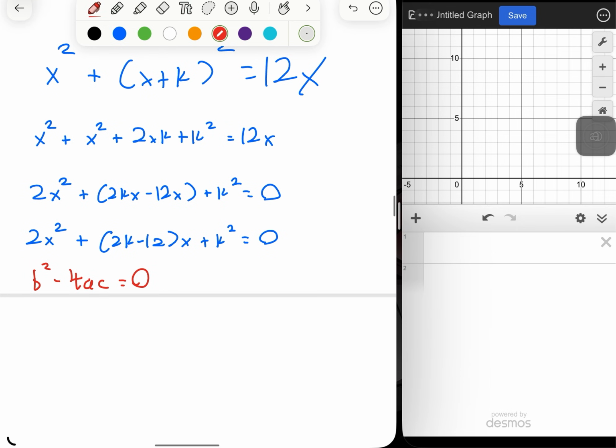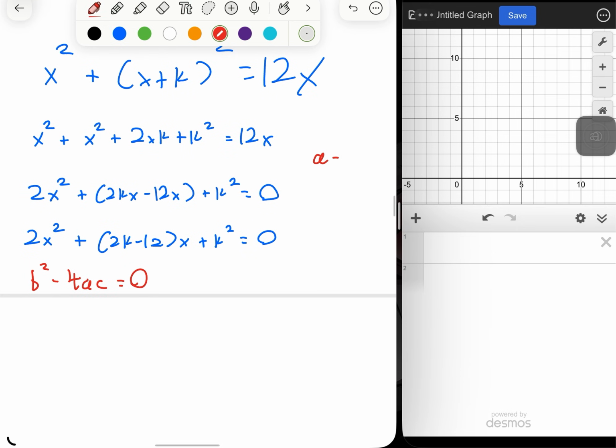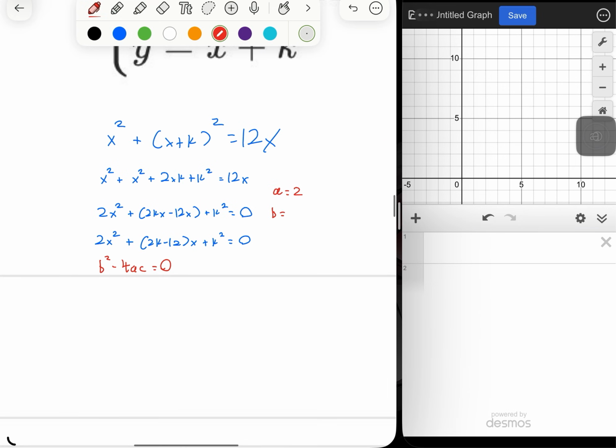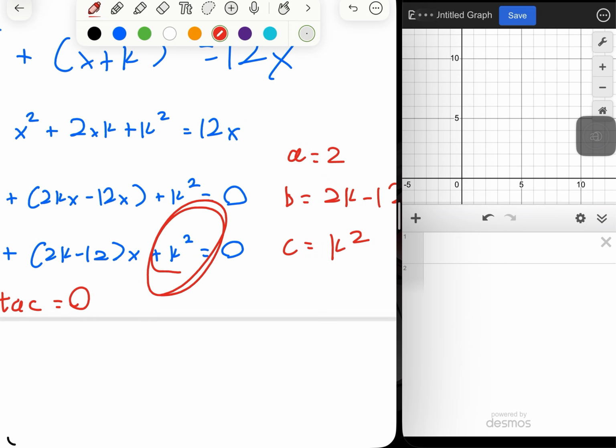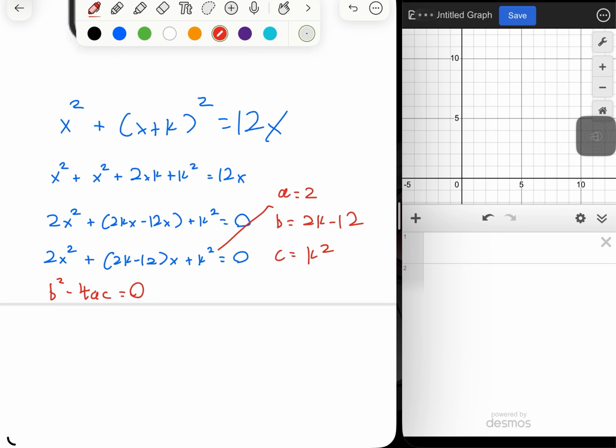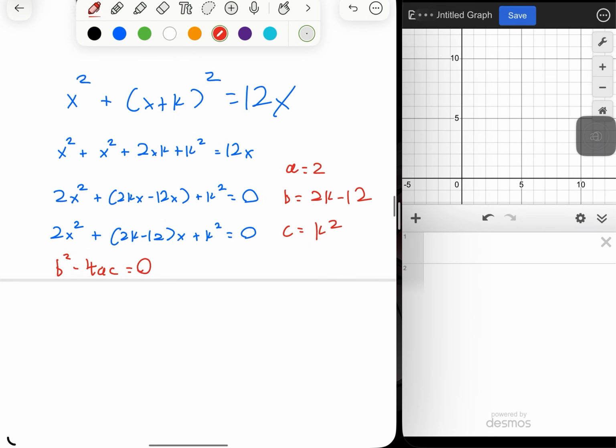So we have the a term is 2, and the b term, and this is why I factored out the x, so we know what the b coefficient itself is, which is 2k minus 12, and c equals k squared. That's just the constant. So now plugging everything into the discriminant, you get 2k minus 12 squared.